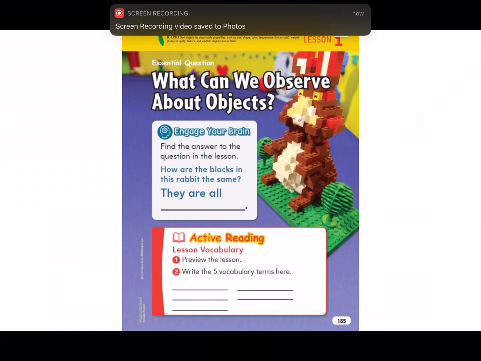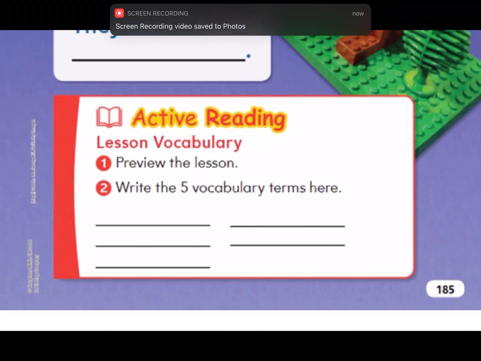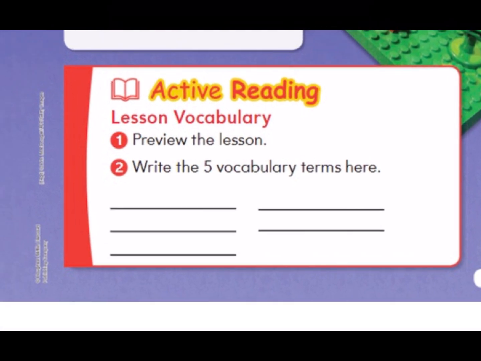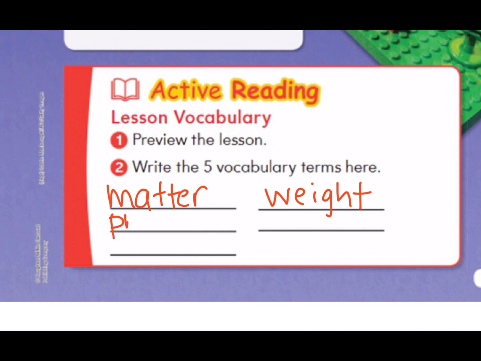Observe about objects. So first thing we need to do is write our vocabulary words at the bottom of your page. The first word is matter, weight, property, temperature, and texture.